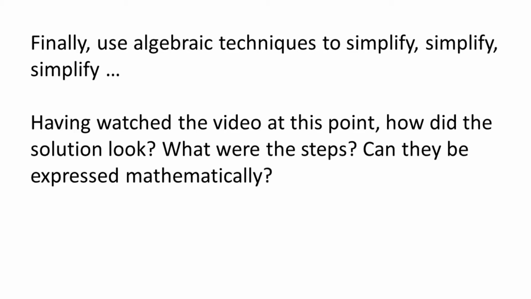So having watched the video at this point, how did the solution look? What were the steps? Can they be expressed mathematically? Okay, so you were given a circle, or actually a semicircle, half circle, and he had a diameter written in there, and essentially you had the circle folded over, which I won't do here. You can watch the video for that. And he had a tangent, and he wound up finding the center of that diameter, which gives us 2 radii.